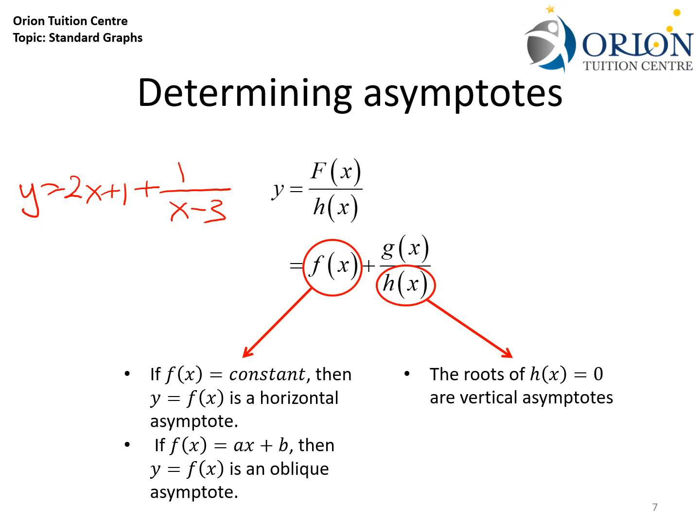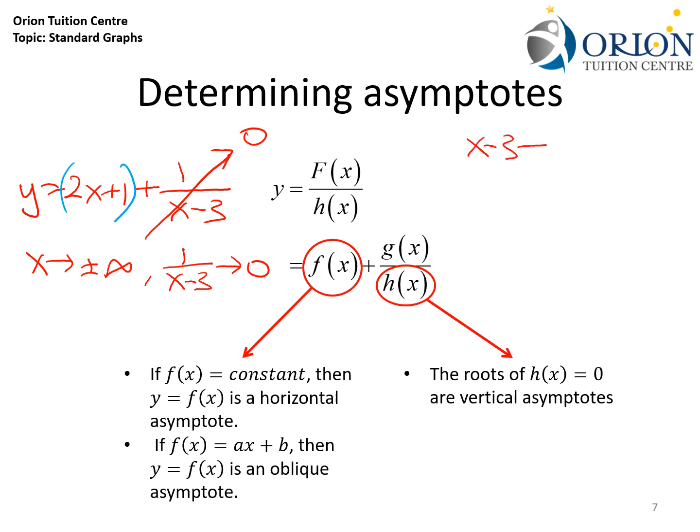Imagine what happens when x goes to infinity or negative infinity. As x tends to plus or minus infinity, 1/(x - 3) will become very close to 0. What this means is that in this equation, the last term goes to 0, and the remaining term, which is your y = f(x), is the dominant term when x goes to plus or minus infinity. On the other hand, if we let the denominator go to 0, that means x - 3 becoming 0, or x becoming 3.